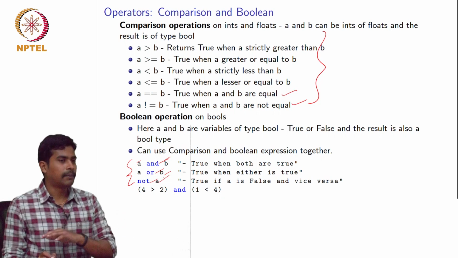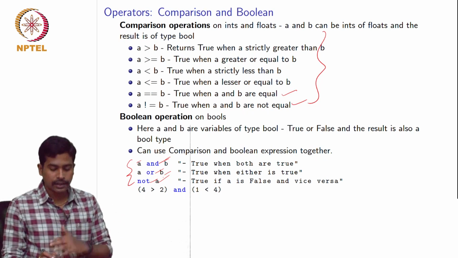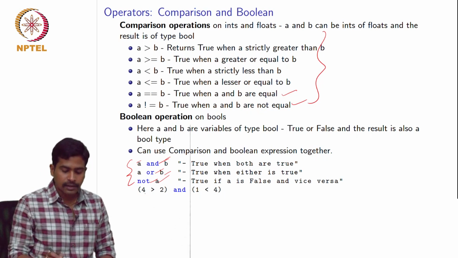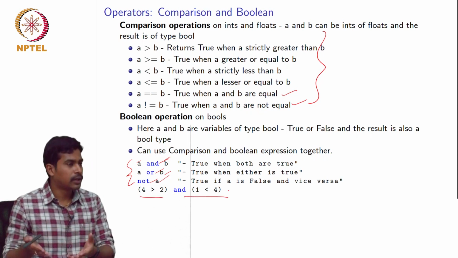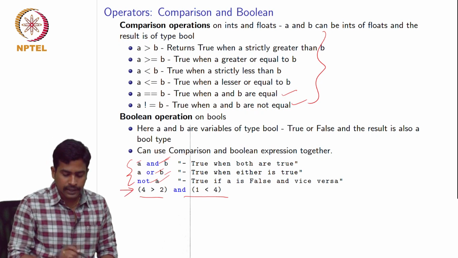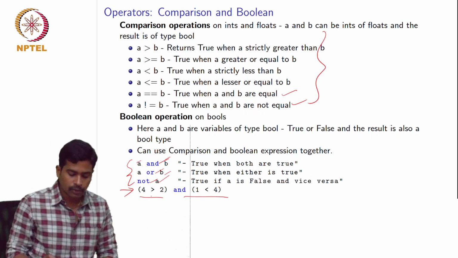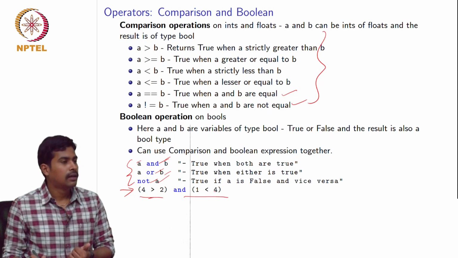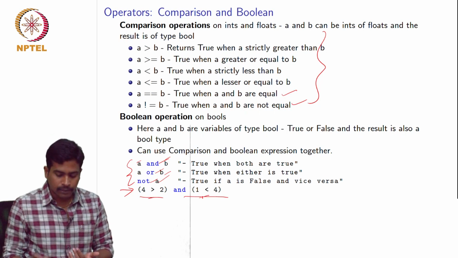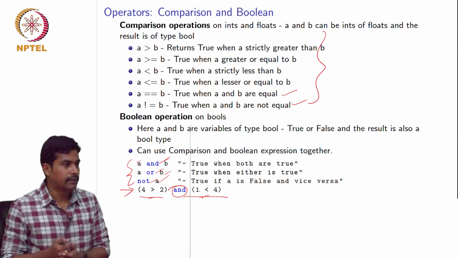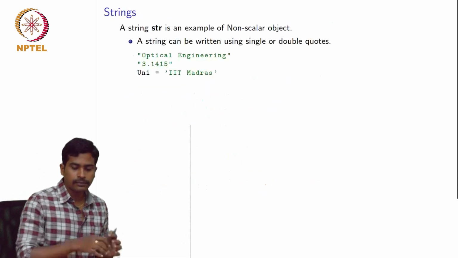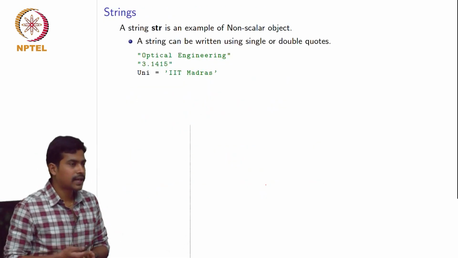Not A is going to flip. If it is true, it is going to make it false, and if it is false, it makes it true. And also we can use these comparison operations in conjunction with these Boolean operations. For example, if you see this statement, 4 greater than 2 will give us a Boolean output which is true, and 1 less than 4 is also true, and we have applied this AND Boolean operation between these 2 Boolean variables. So the result will be true, because true and true is true. Now let's see what are strings in Python.